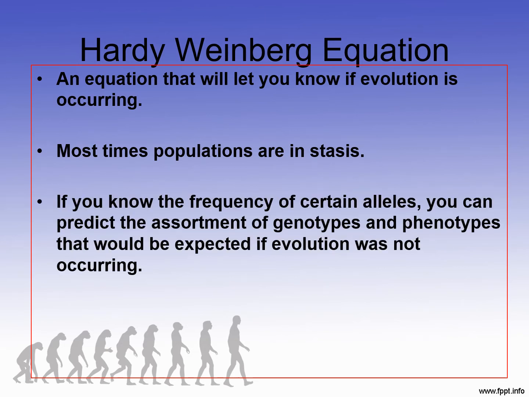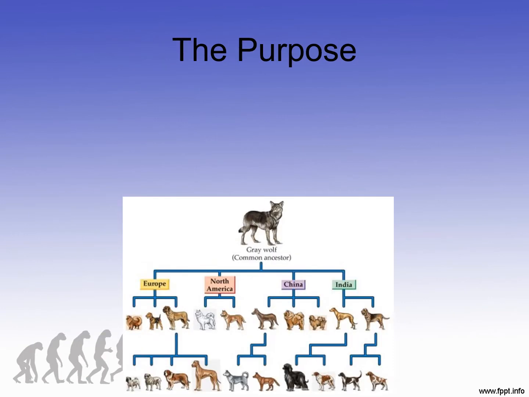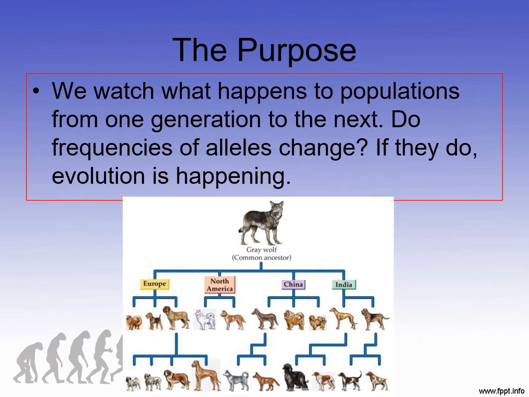If you know the frequency of certain alleles, you can predict the assortment of genotypes and phenotypes that would be expected if evolution was not occurring, if there was no change from one generation to the next, right? So the Hardy-Weinberg equilibrium model will indicate if genotype frequencies are deviating away from what is expected. So the purpose of the Hardy-Weinberg equilibrium equation is that we watch what happens to populations from one generation to the next. Do the frequencies of genes or the frequencies of alleles change, right? If they do, evolution is happening, at least, microevolution, right?